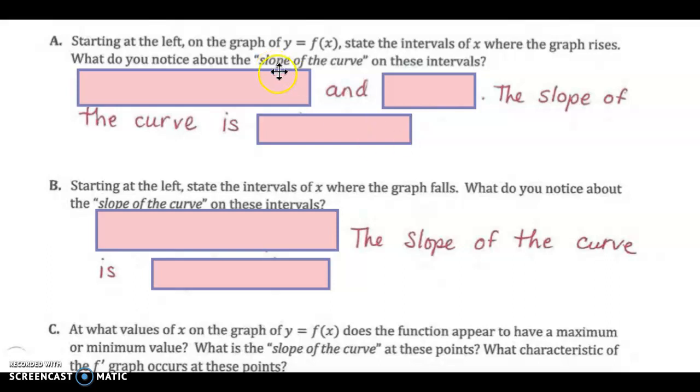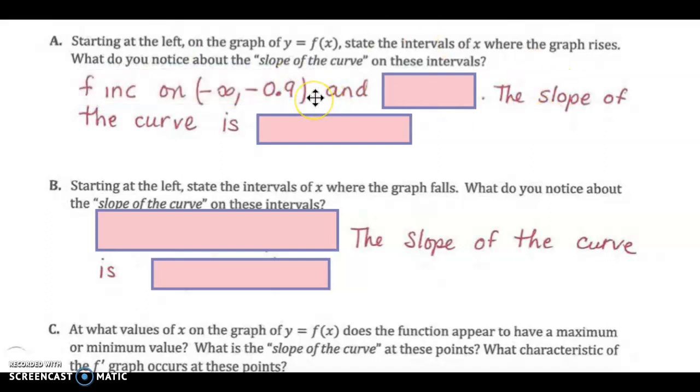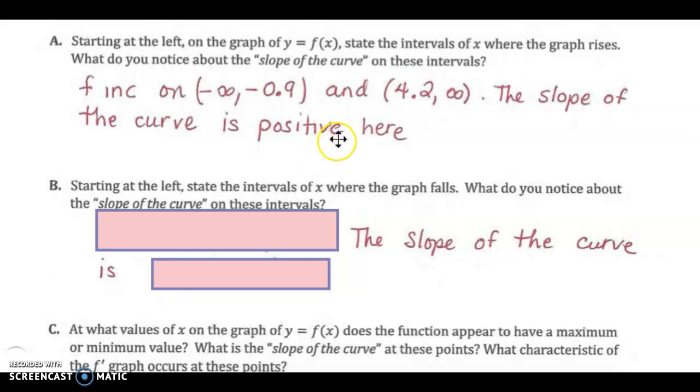So the first thing that we notice is that it's increasing from negative infinity to -0.9. Okay, so flip back to that previous page and look at that. On the graph of f, that first graph, from negative infinity to -0.9 is where it's increasing. Then it decreases, which we'll put in the next problem. And then from that min value at 4.2, it increases again, to infinity. And the slope of both of those curves at those points where they're increasing is positive. So that's pretty easy to see.